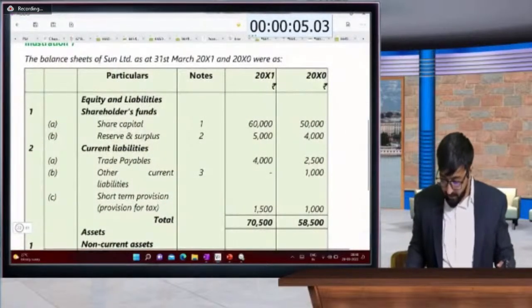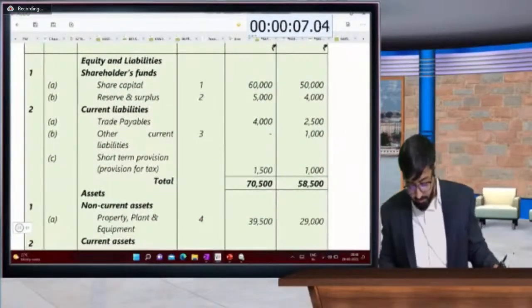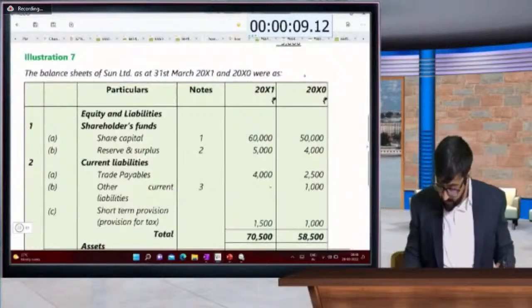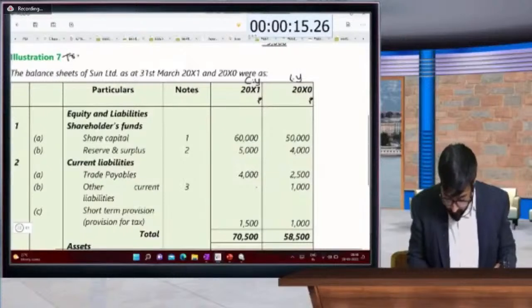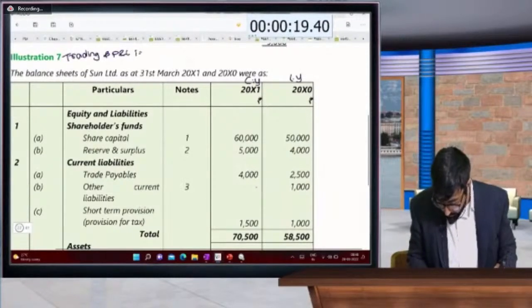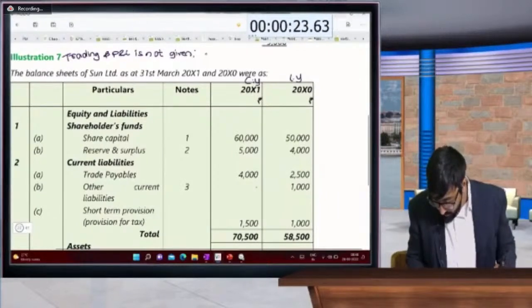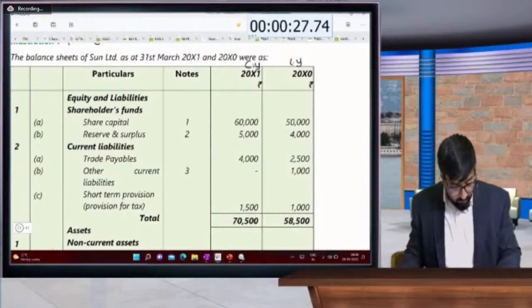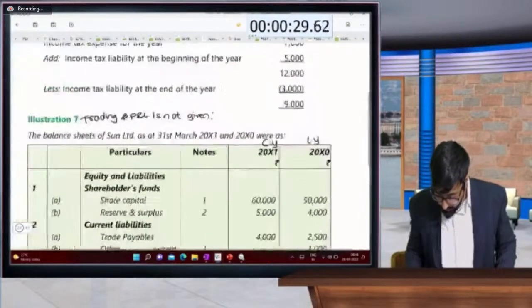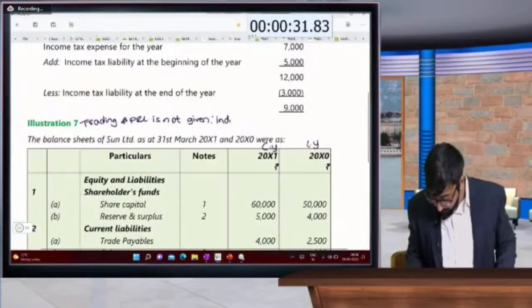Equity and liability, shareholders fund, share capital, reserves and surplus, trade payable. So what is last year? Current year. Here, trading and profit and loss account is not given. So which method? Yes, you can write over here: Trading and P&L is not given. So tell me which method, beta, in the comment section. Which method will we use, quickly? Very good. Indirect method.